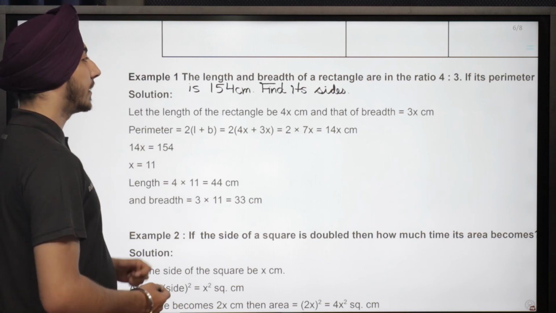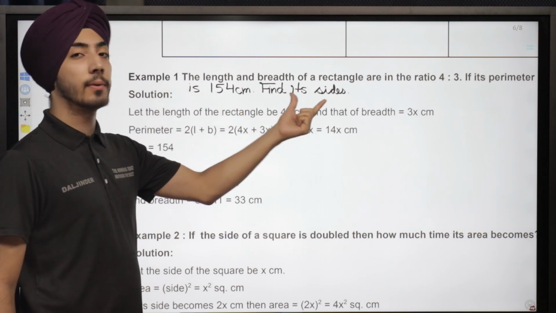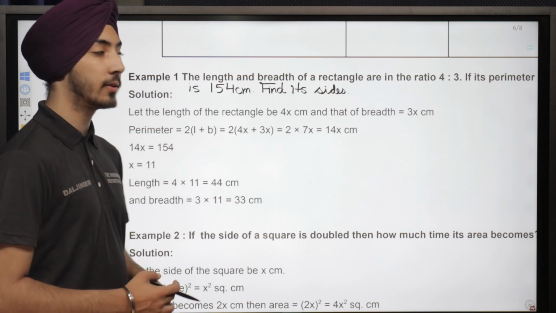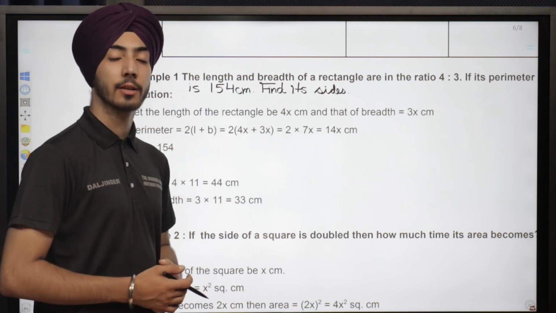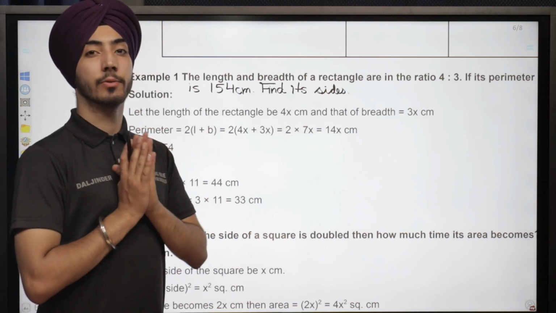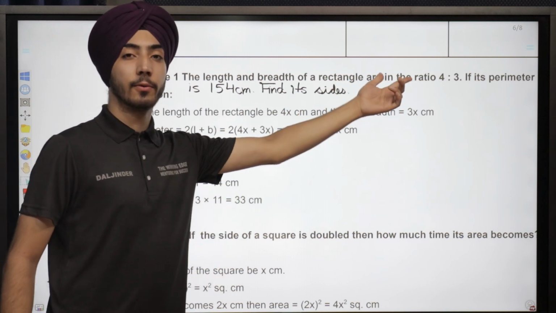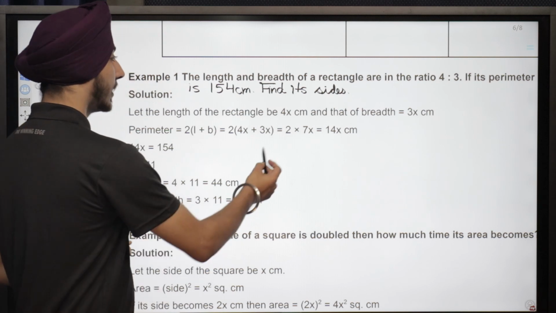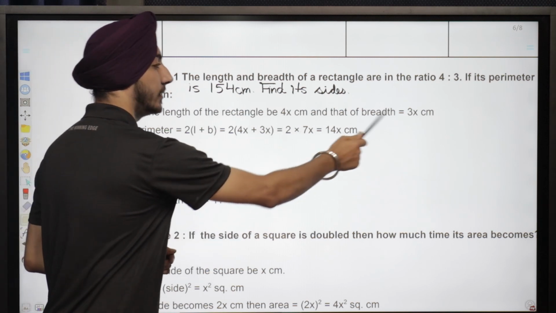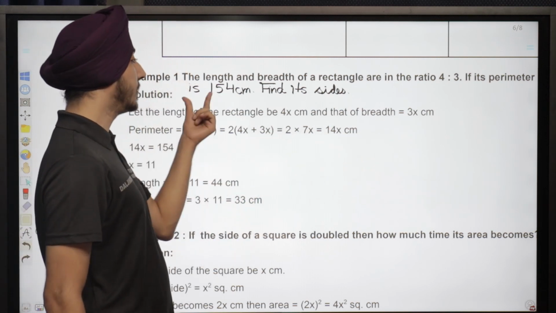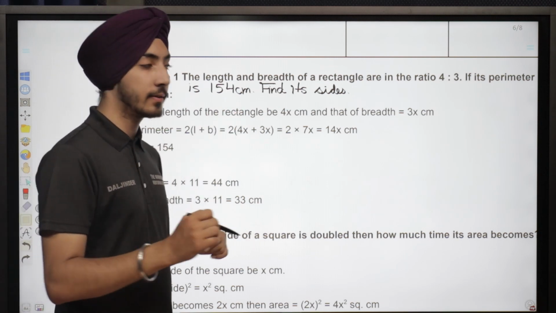So the first question that we have here is telling you the length and breadth of a rectangle is 4:3. Now if you remember, जब भी हमने ratio वाले question करे हैं, we have already added x to whatever ratio is given to us. ठीक है? It means length and breadth will be 4x and 3x there. So here we have length we have taken as 4x and 3x. If the perimeter is 154, perimeter of the entire figure is 154.